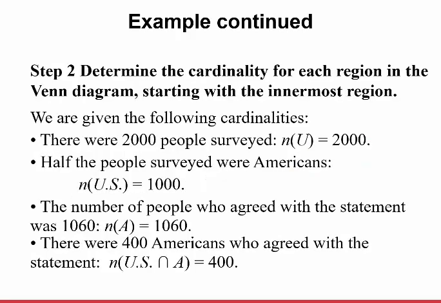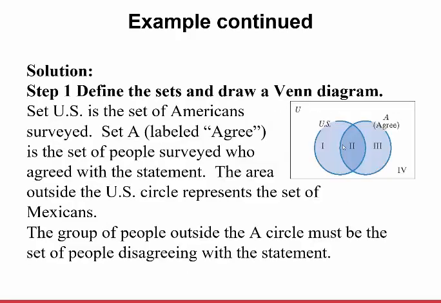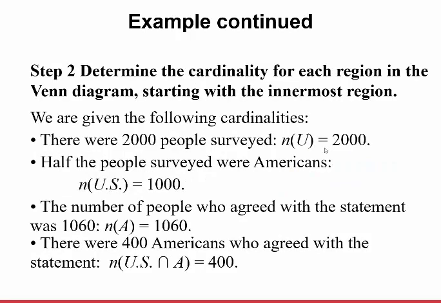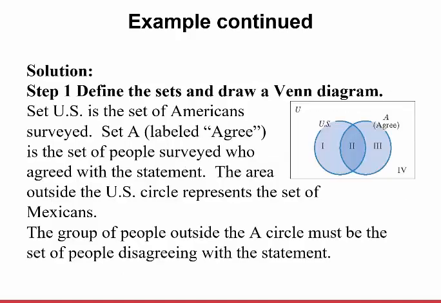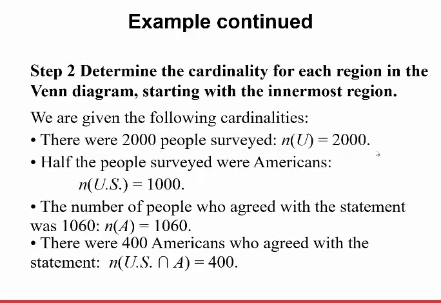Half the people surveyed were Americans, so that's 1,000. The numbers in regions 1 and 2 have to sum up to 1,000. The number of people who agreed with the statement was 1,060, so regions 2 and 3 have to sum up to 1,060. And there were 400 Americans who agreed with this statement, so the overlapping region of people who are US and agree is 400.